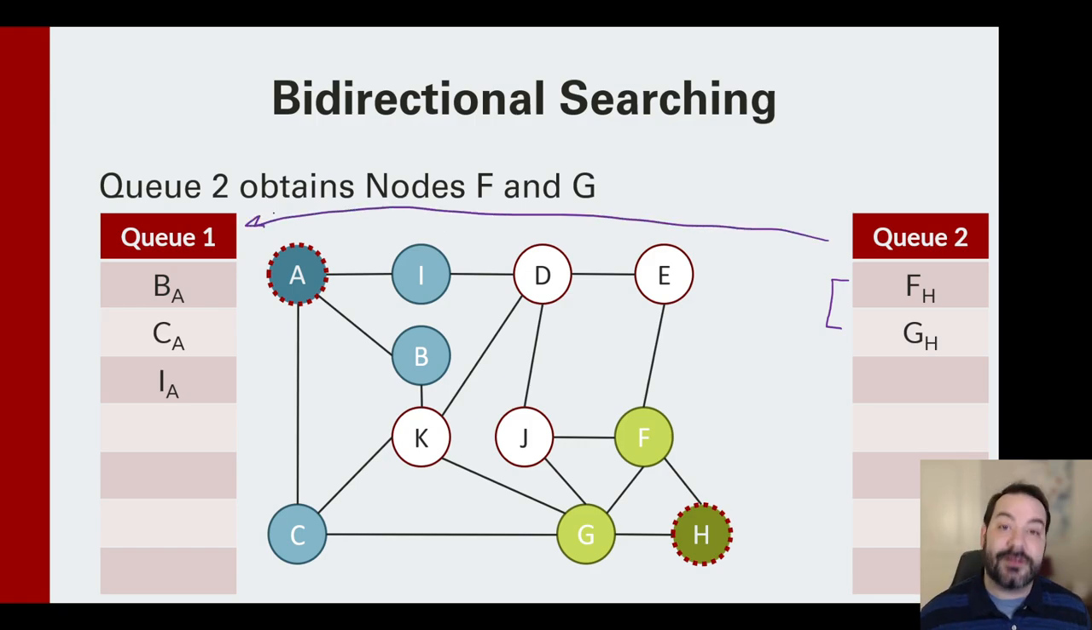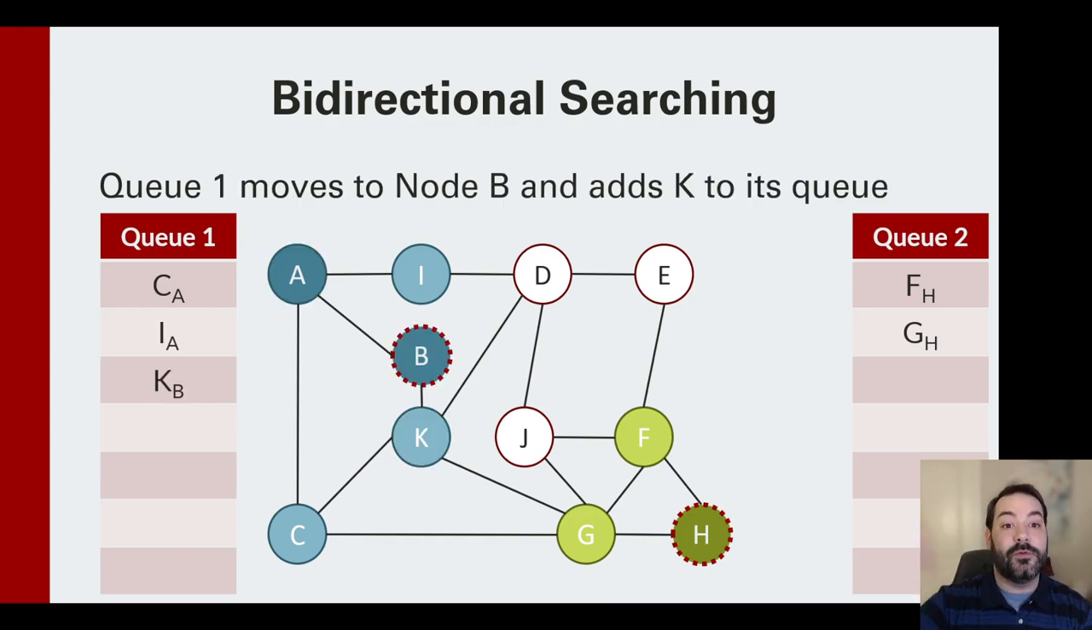We go back to Q1 and we just follow its queue. B is the first thing in there, so we are going to remove it. We see that B happens to have its own child it can go to, K, so we add it to its queue. You already know what's about to happen.